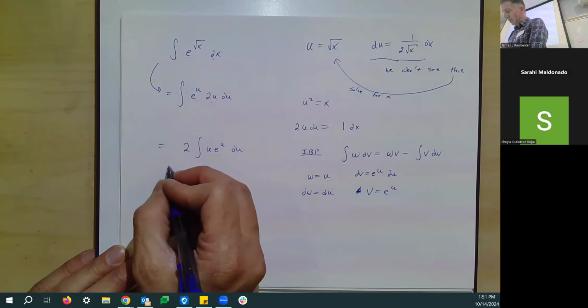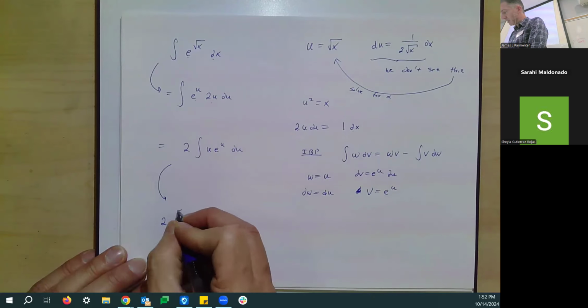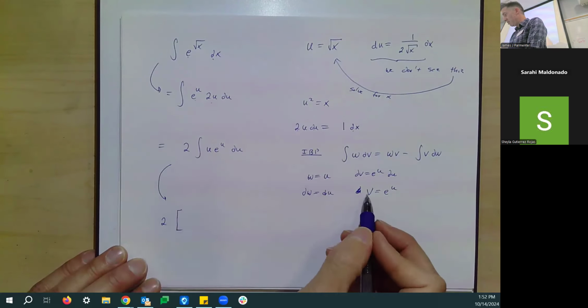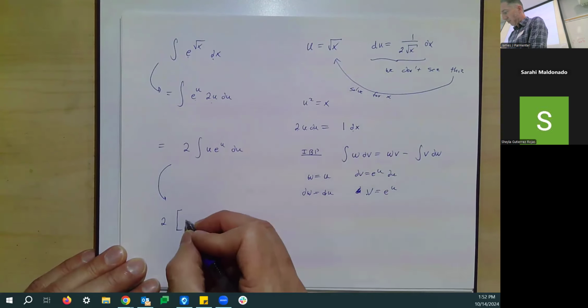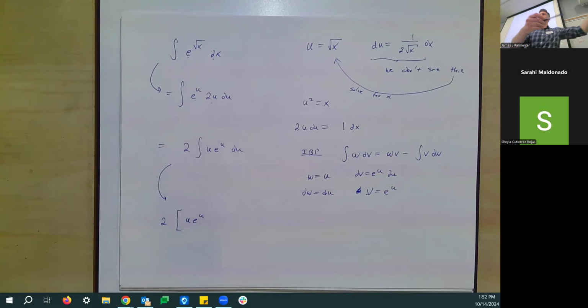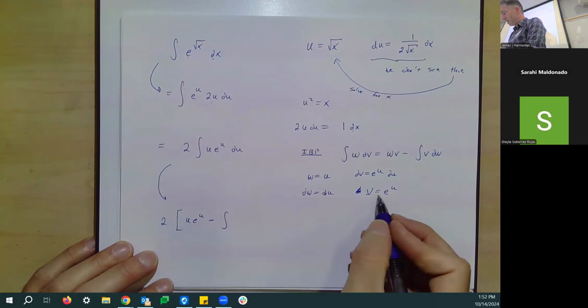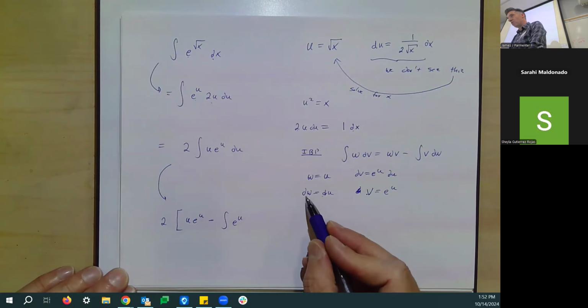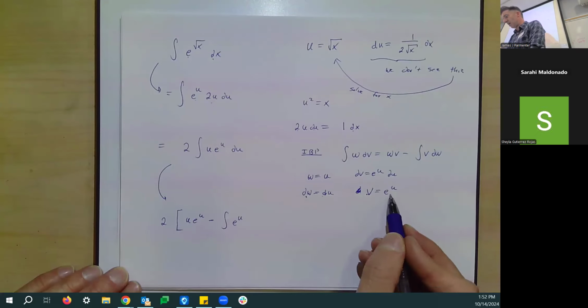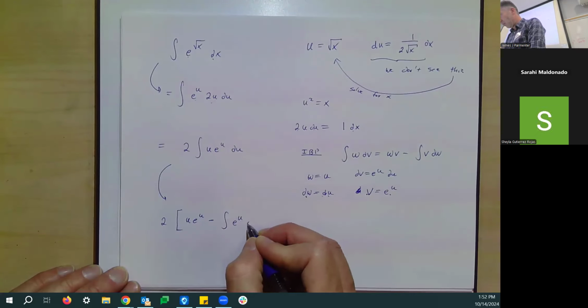So we're going to rewrite this as 2 times our w times our v, but we're not going to write w times v. We're going to write u times e to the u. Just like we don't write u times v, we write x, right? Whatever the x thing is times whatever the x thing is. Minus the integral of v dw, which is equal to e to the u times du. I know it's a little weird.